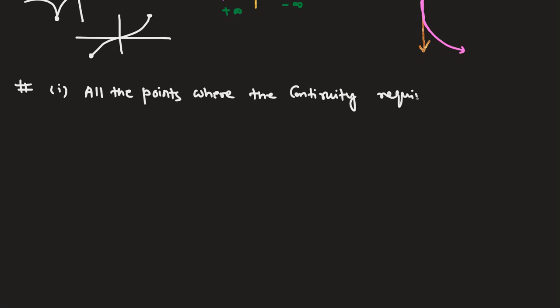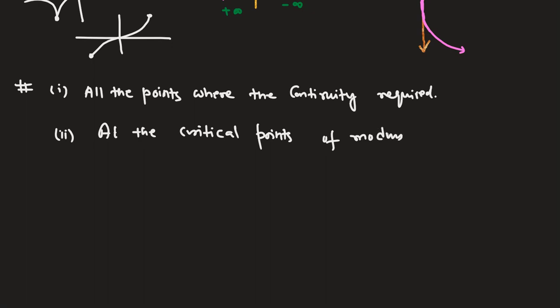And the second point: at the critical points you should check the differentiability. Critical points means, if it is the box function, then you should check where the box is. If it is the modulus function, then you have to check where the modulus is 0. So at the critical points of the modulus function and the ITF, you should check the differentiability. Now the question arises, what is a critical point?